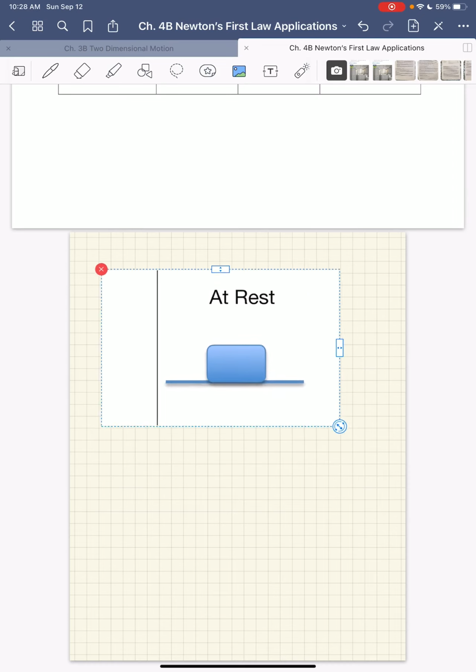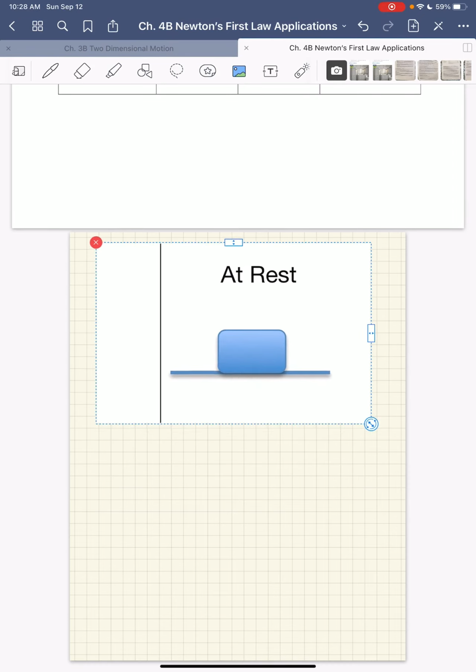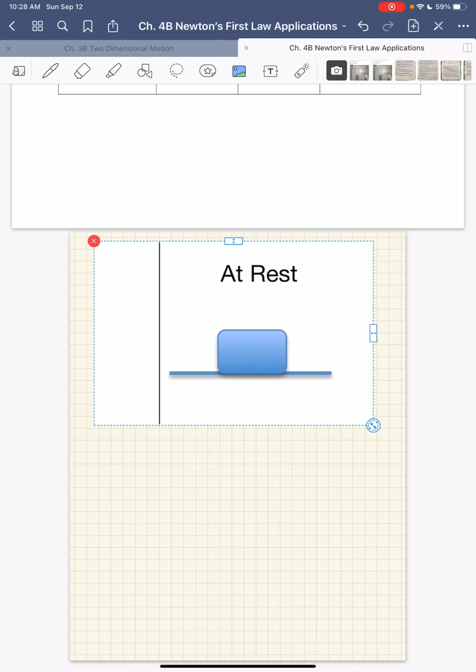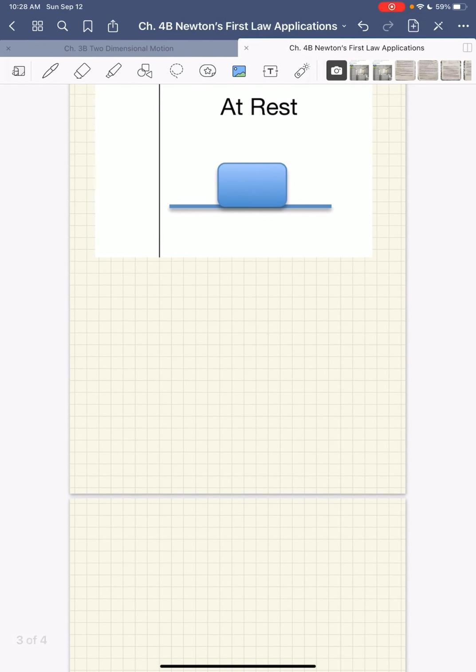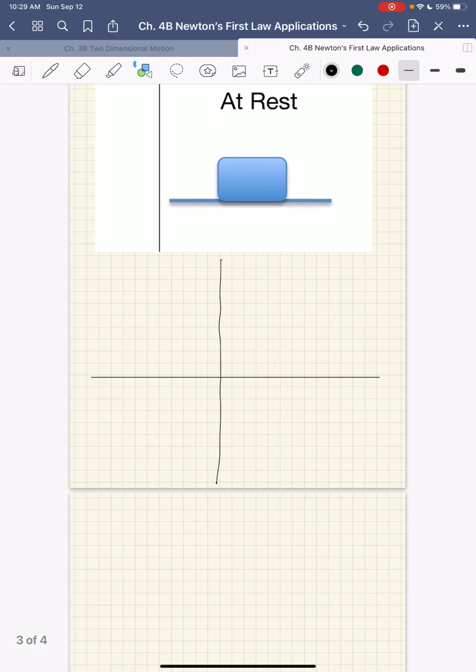Usually the problem, of course, is going to have more words like this, but what I understood is that this object is at rest and I don't have any other objects here other than the table. Then I will isolate my object and draw my axes. This is my x, this is my y. And then I will represent the center of mass of the object by this dot.